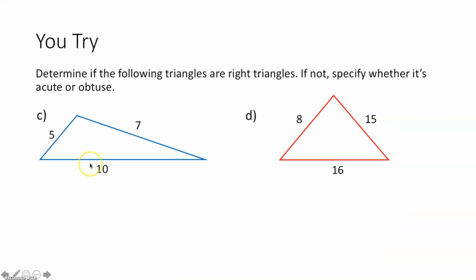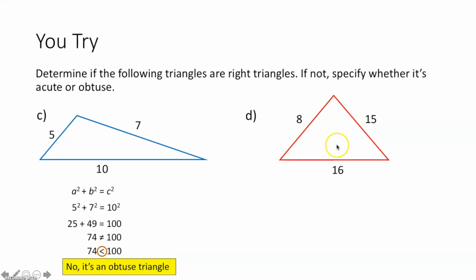For C, doing the same thing. We choose our longest side to be our C value. So in a squared plus b squared equals c squared, we're going to plug in 10 for C. 5 and 7 go in for A or B. Doesn't matter which one goes in for which on that. We square each of these and add these 2 together. We then see that a squared plus b squared is not equal to c squared. So this is not a right triangle. But we do know that a squared plus b squared is less than c squared, meaning that we have one really big side, meaning that this is going to be an obtuse triangle.